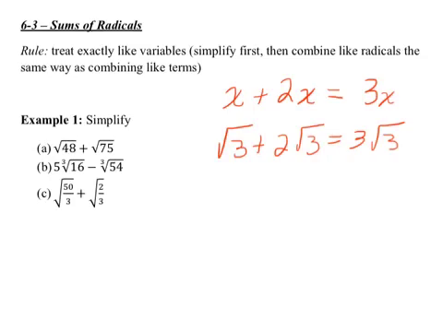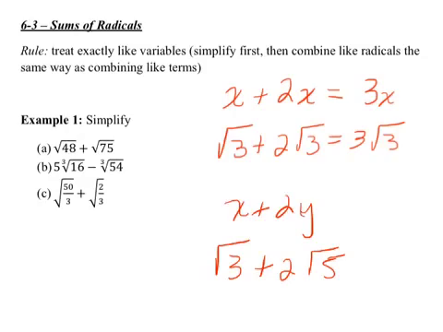If I had this, x plus 2y, can I do it? Why not? They're not like variables. So if I had this, can I do it? No, there's nothing you can do there. These parts we cannot do because they're not like variables or not like radicands. Is that easy enough to remember? So again, we treat radicals the same way we treat variables. Just make sure you have that rule written down.